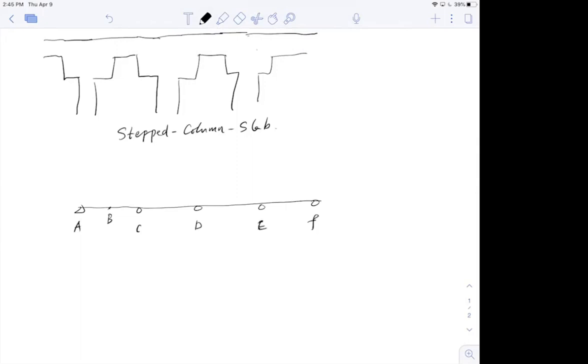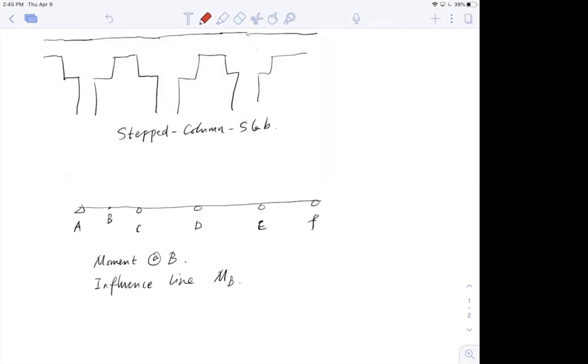So normally, if I want to find out the moment at B, I'm going to draw the influence line. So the influence line for moment B is going to be looking like this. All right. So you should be very familiar with the influence line concept from structure analysis.